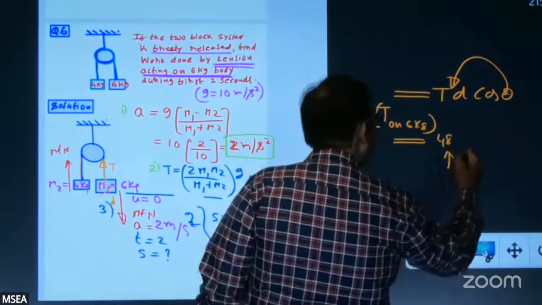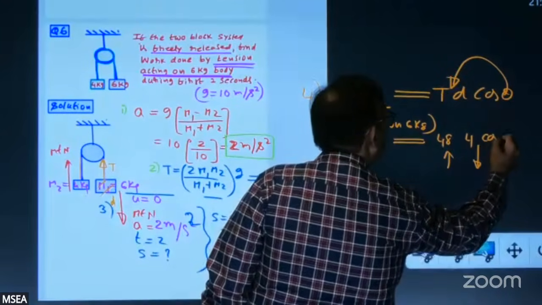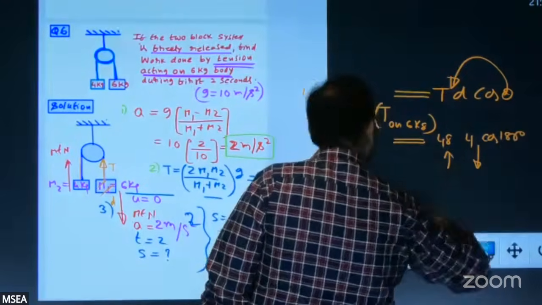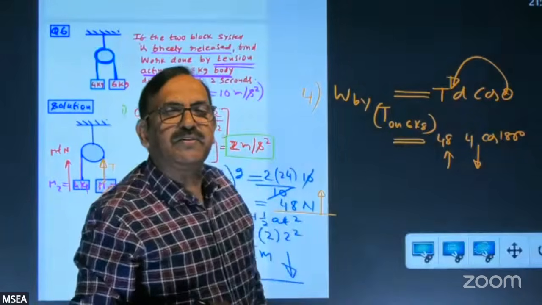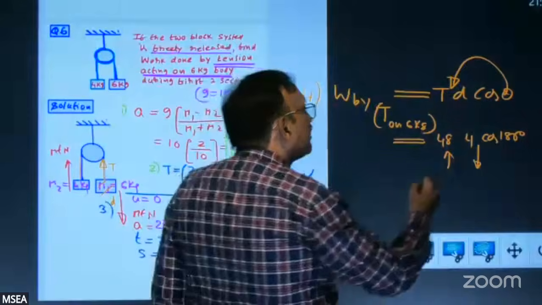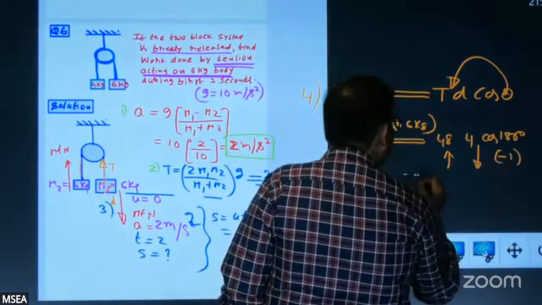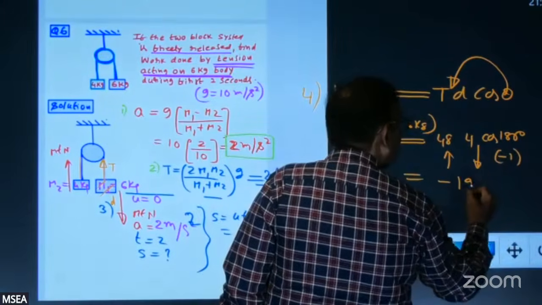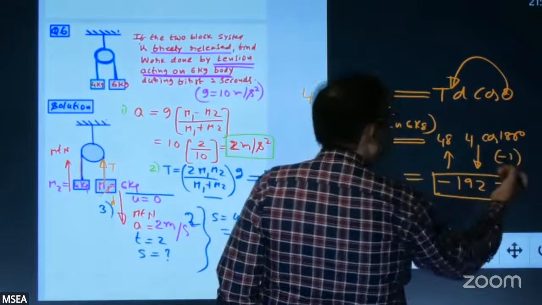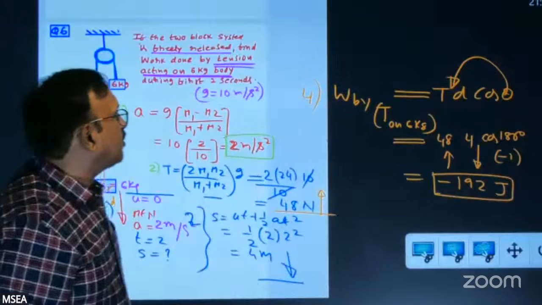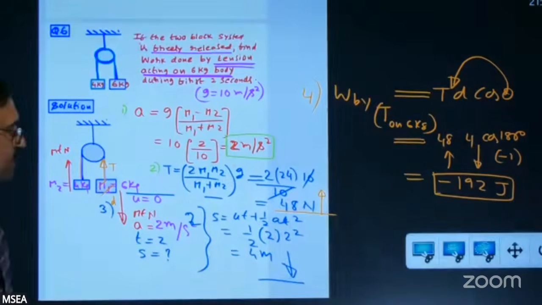What is the displacement? This is 4 meters down, into cos 180 degrees, because tension is up and displacement is down, they are in opposite directions. The angle between those two vectors is 180, and cos 180 is equal to -1, you know. So if you substitute these things, you get the answer of -192 joules. 48 into 4 is 192. So -192 joules. This is the answer for an important model.